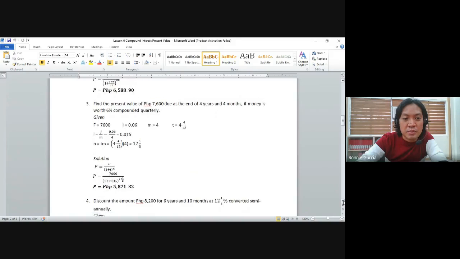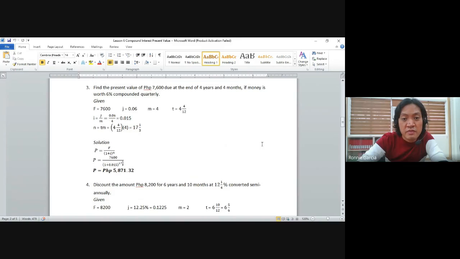Let's have the third example. Find the present value of 7,600 pesos due at the end of 4 years and 4 months if money is worth 6% compounded quarterly. So the problem is very clear and we have the following facts. F is 7,600, j is 6% or 0.06, m is 4 because it's quarterly, and t is 4 and 4 over 12, 4 years and 4 months.